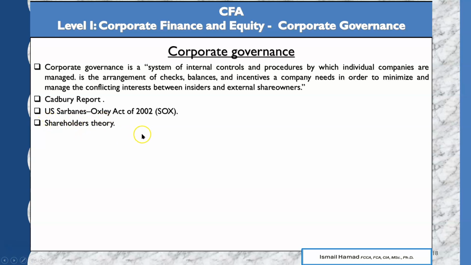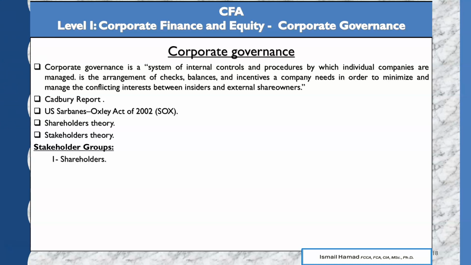But then later on, they brought in another theory. It is called stakeholder theory. What are stakeholders? Anyone who has a stake in the company is a stakeholder. It is not only the shareholders. For example, there are so many groups.